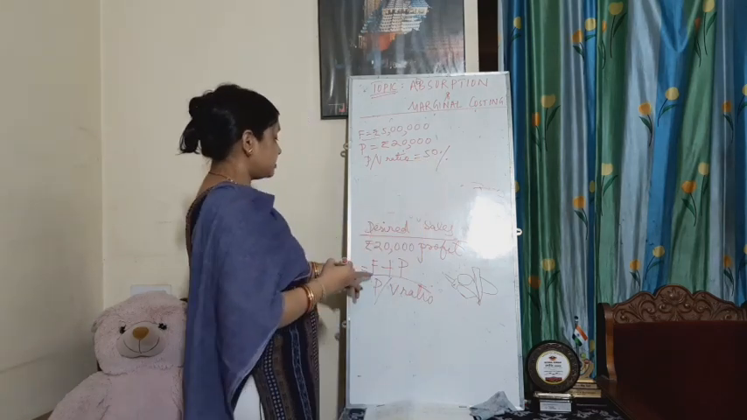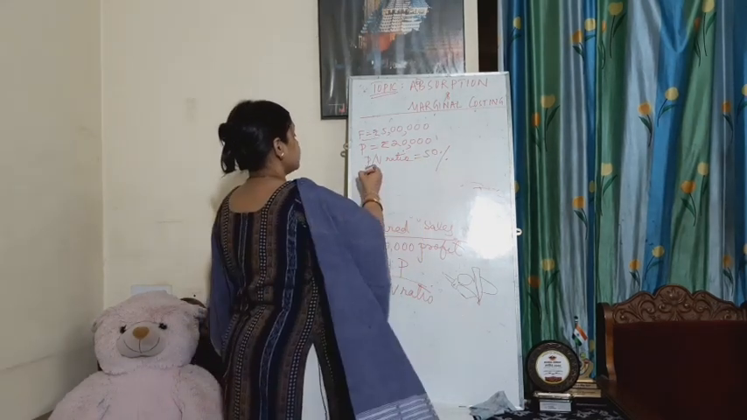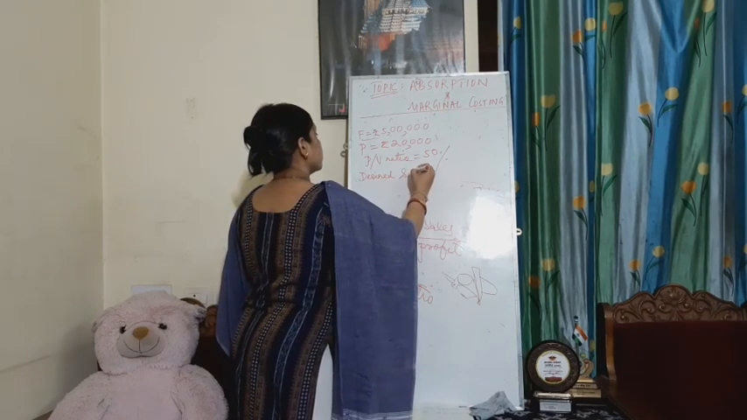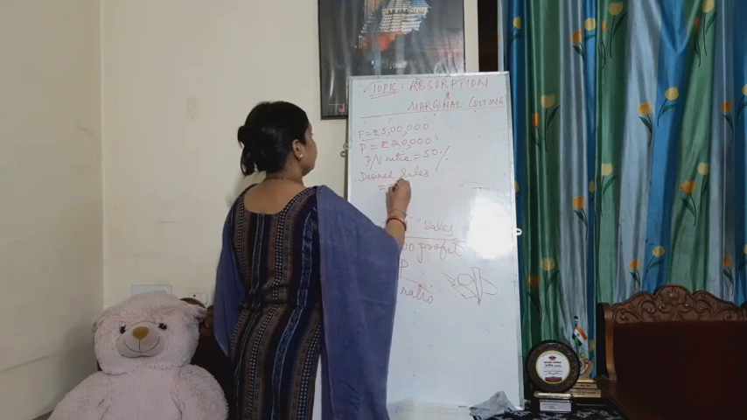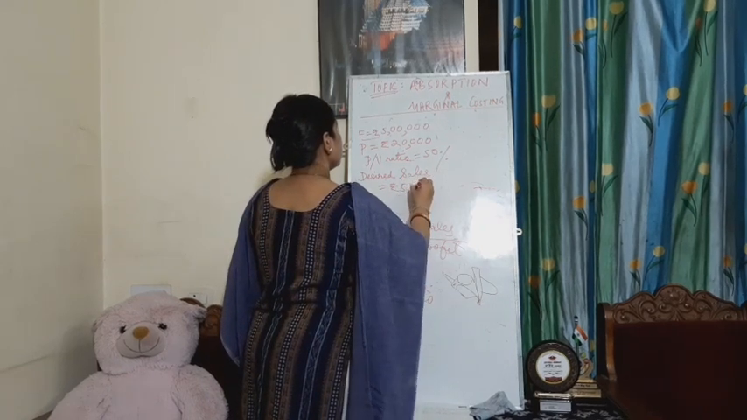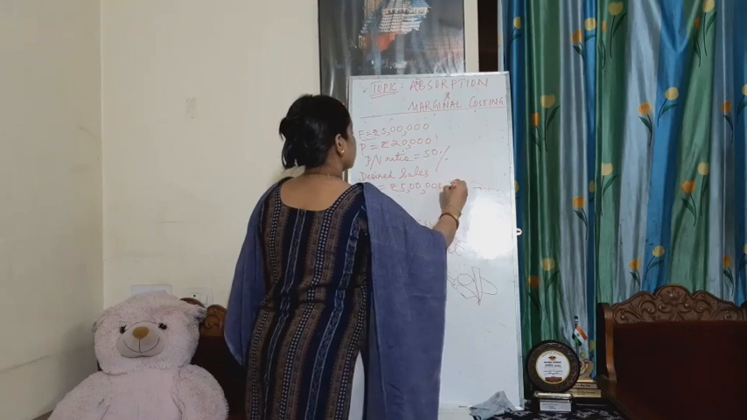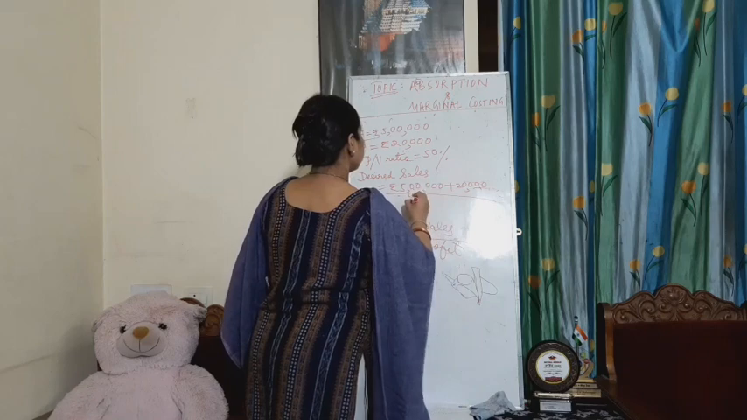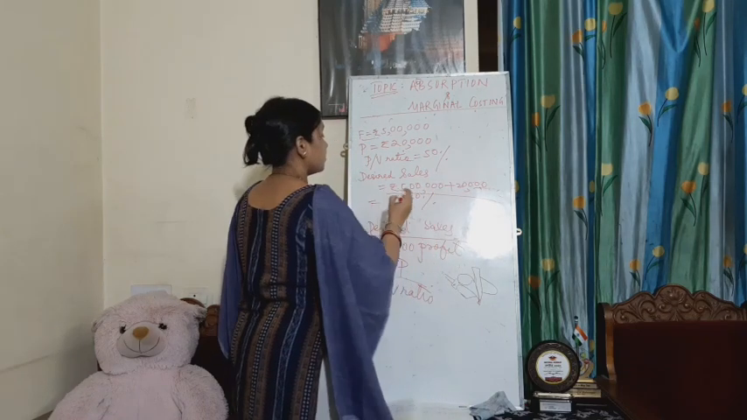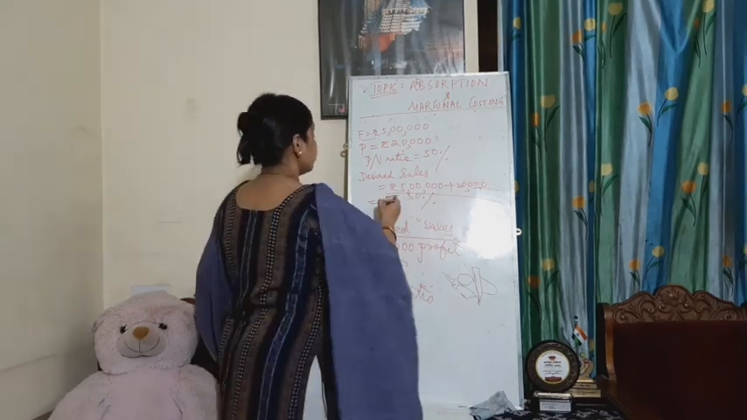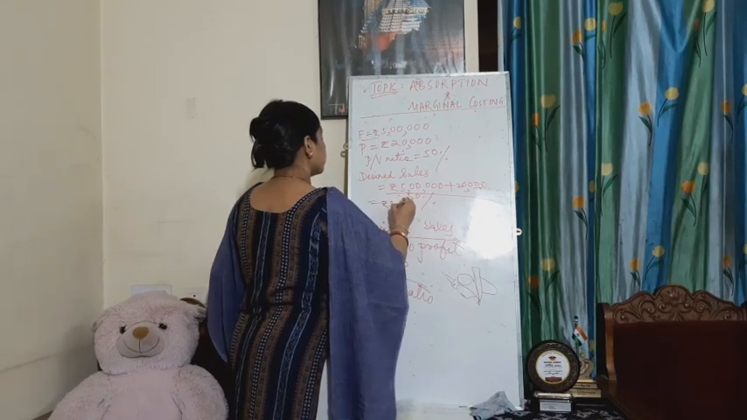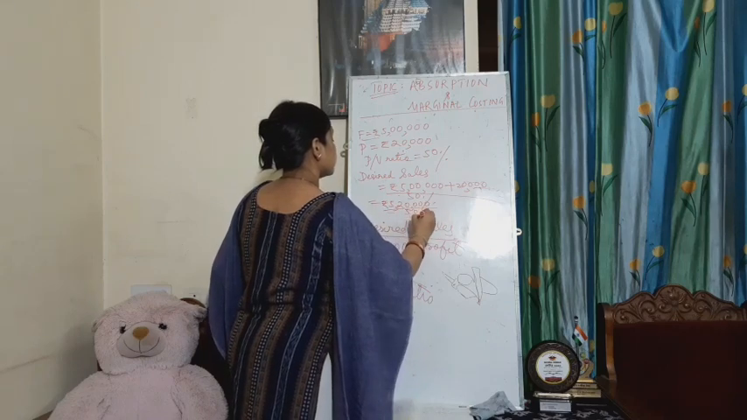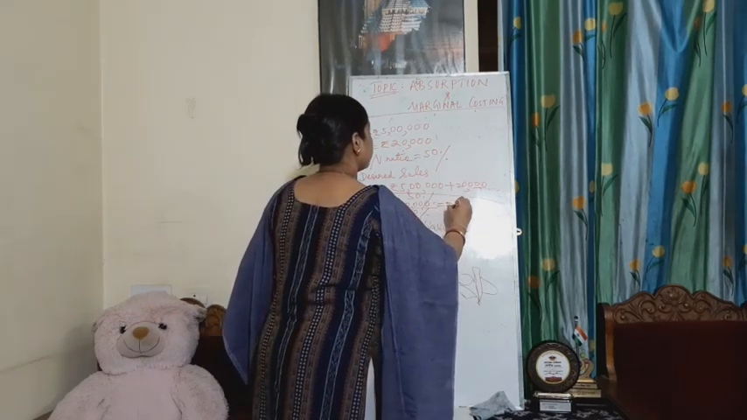So what will be your desired sales? F plus P by PV ratio. So desired sales equals rupees 5 lakh plus 20,000 divided by 50%. So it comes to 5 lakh 20,000 divided by 50%. It comes to 10 lakh 40,000 rupees.